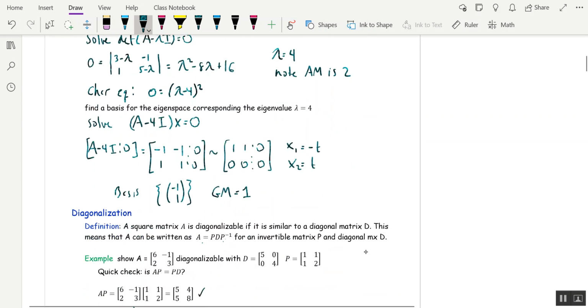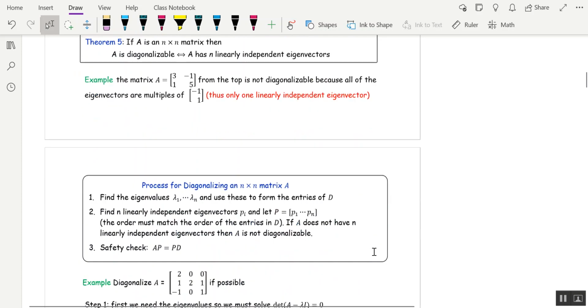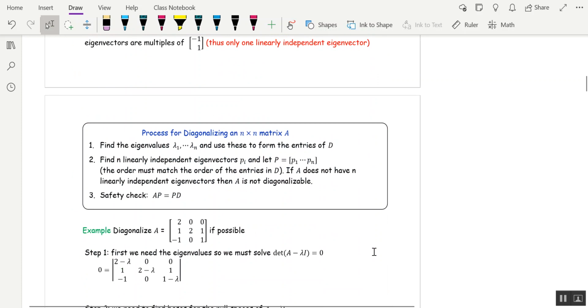Okay, let's look at an example where A is diagonalizable and how to diagonalize it. So here's the steps for diagonalizing. You have to find the eigenvalues. Those are going to go into the matrix D. Then you're going to find n linearly independent eigenvectors if you can. If you can't, you can quit because A is not diagonalizable. But if you can, those are going to go in as the columns of the matrix P.